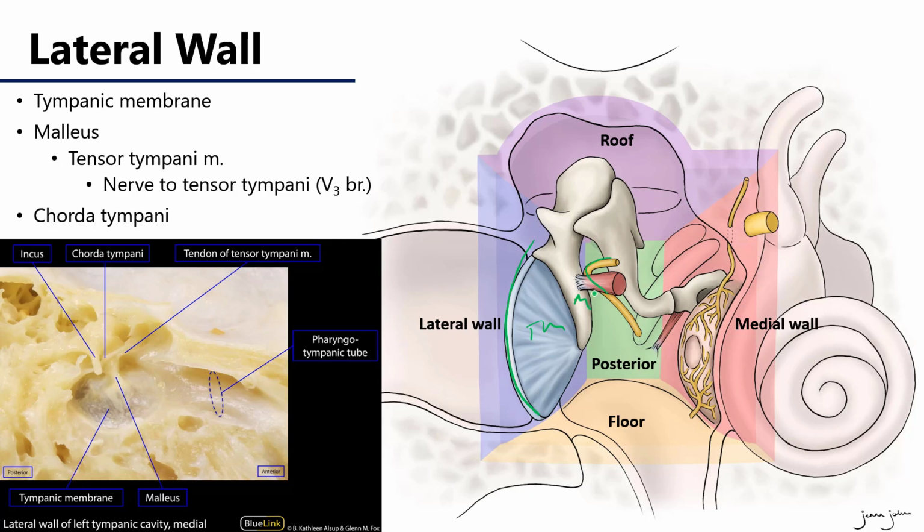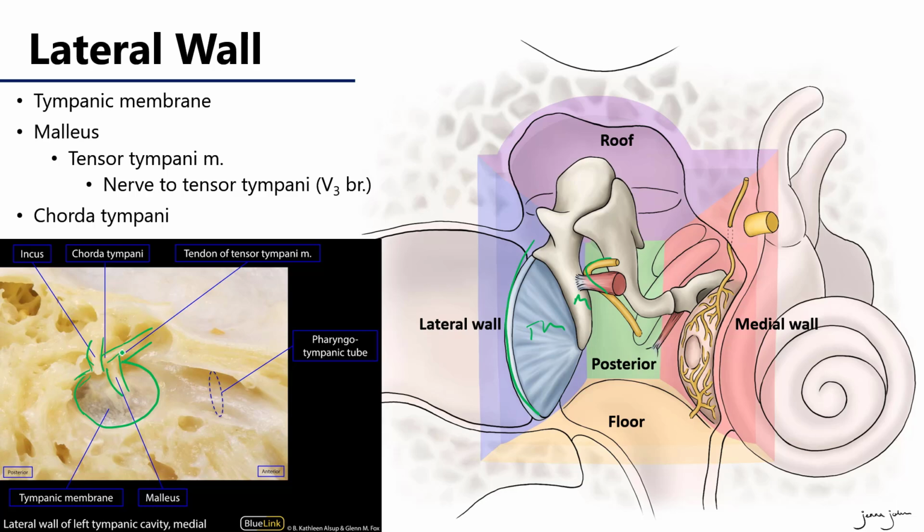Let's take a look here at the photograph. So I'll outline. This is the tympanic membrane there. Here is the malleus there. Here we can see the incus, and between the two we can see chorda tympani. We can also see a part of the tendon of tensor tympani on its way to the manubrium of the malleus.